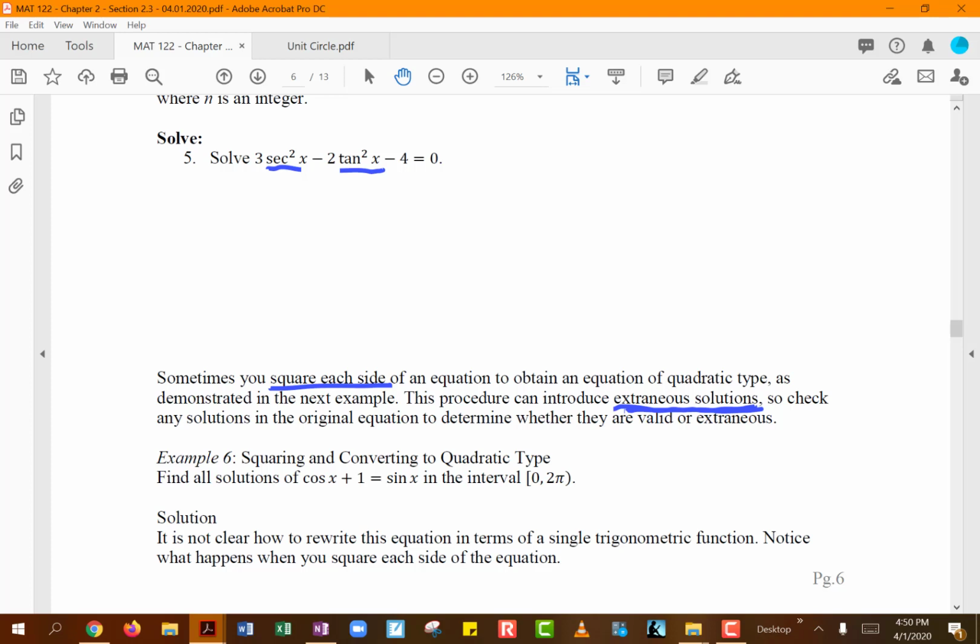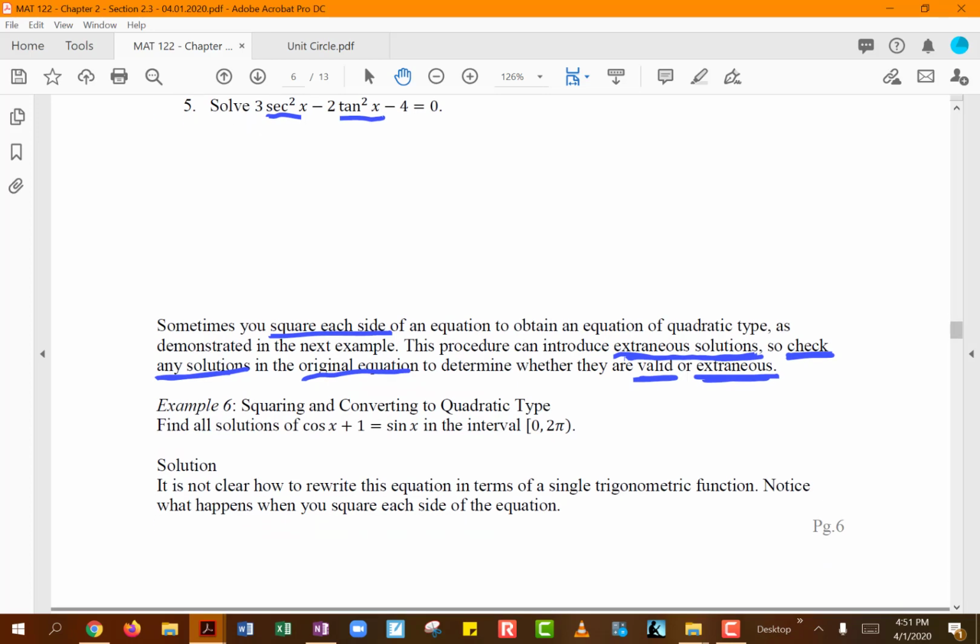So you are going to need to check your solutions and see which ones are the valid solutions and which ones are going to be extraneous. If anything is extraneous, discard it, and of course anything that's valid, you would keep it. But remember, you're always checking in the original equation itself. So to demonstrate that, we are looking at example 6 over here.